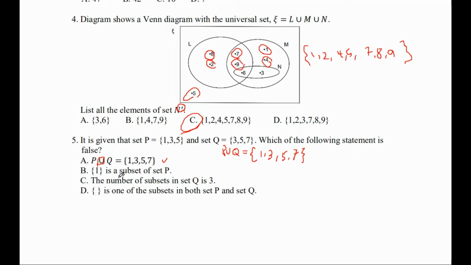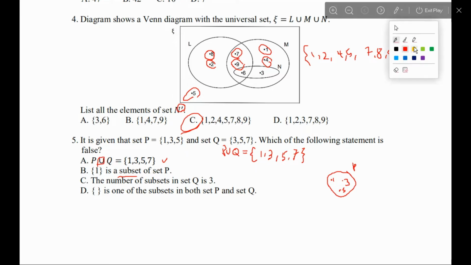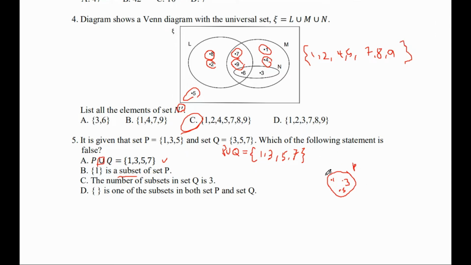Do you still remember how to do this subset? Let's say for set P, I have 1, 3, and 5. Subset means small circle. How many small circles can I form in this set? I can circle only 1, only 3, only 5, and also 1 and 3, 1 and 5, and also 1, 3, 5, and I can also circle without any number. This is called a subset.